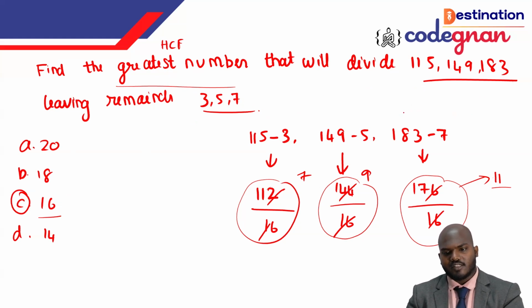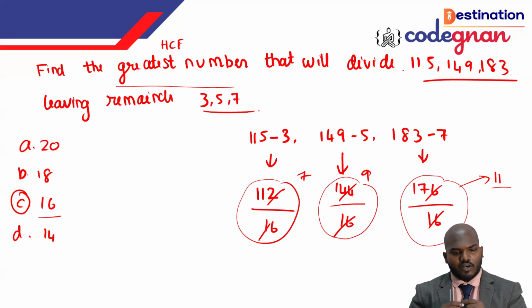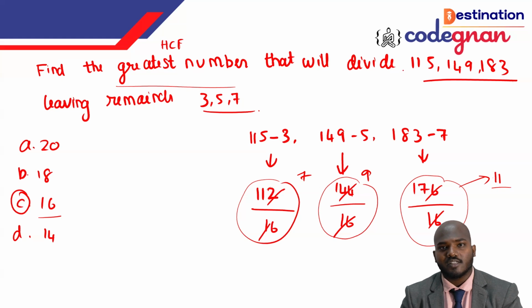because 16 completely divides 112, 144 and 176, all the values you see here are completely divisible. So 16 would be the correct answer here, since it divides all the numbers, giving the same remainders mentioned in the question. You got it, guys? So highest factor means the common factor. Which is the factor we can get in common? That's the thing.